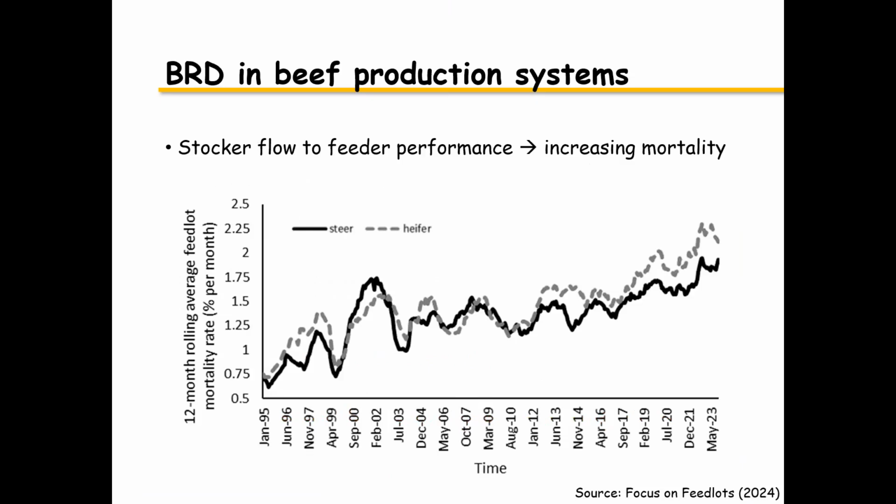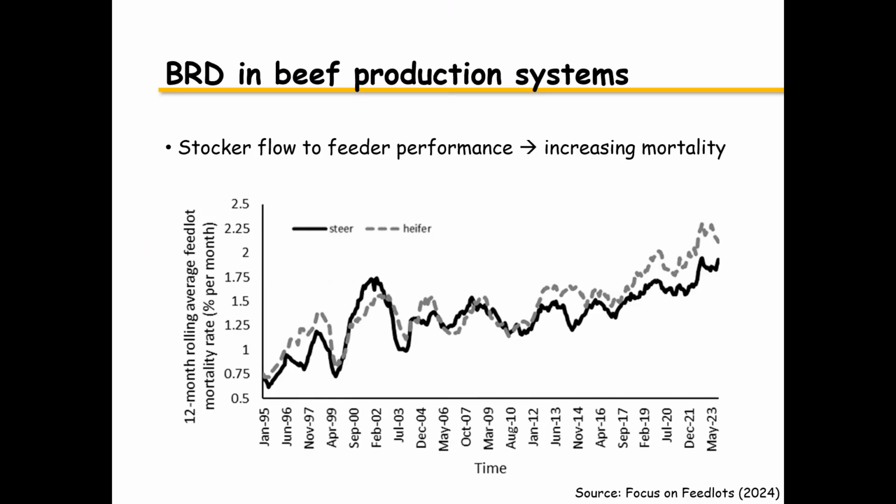Here's some data that helps us point to this. This is actual feeder cattle mortality. So it's not exactly BRD, but BRD is a morbidity case prior to mortality. So it's not exactly one-to-one, but it does give some indication about morbidity risk in cattle entering the feedlot. And this is data out of Kansas, 1995 to just last year. And you can see the behavior there for yourself, steers and heifers, mortality rate.